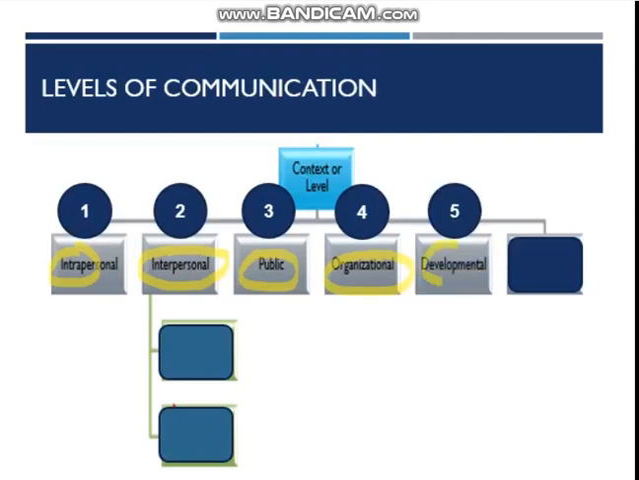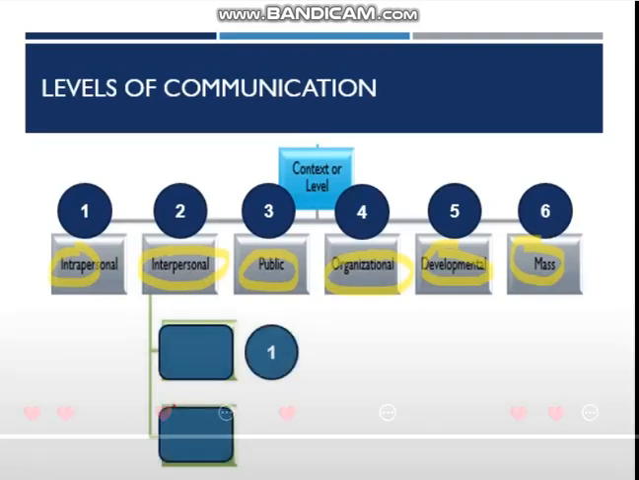Number 5, developmental. The main purpose is for the development or progress of a certain community. And then number 6, we have mass communication. The main audience would be the general public, everybody. So if you want to announce something very important in terms of what to do during a pandemic, an earthquake, or a storm, then of course mass communication will be the best level or context of communication that should be used.